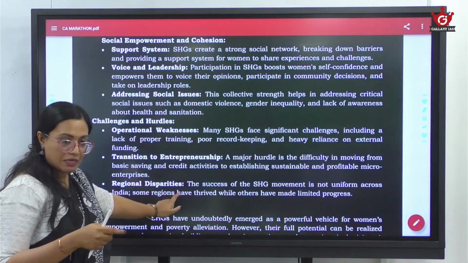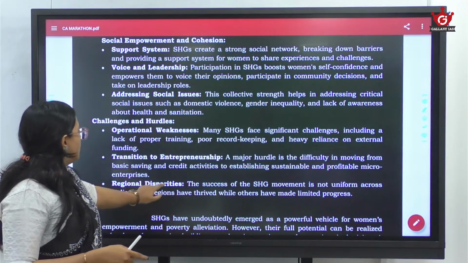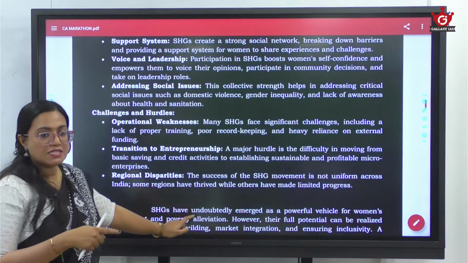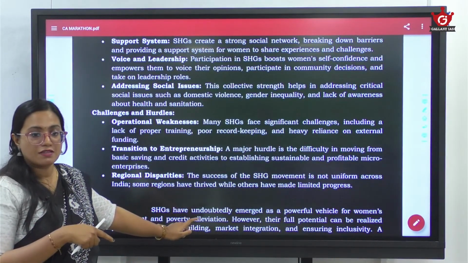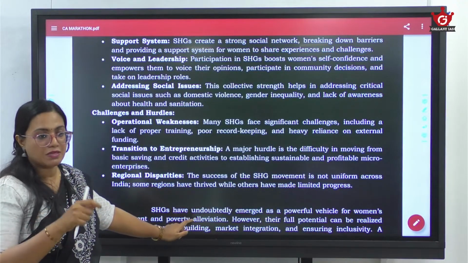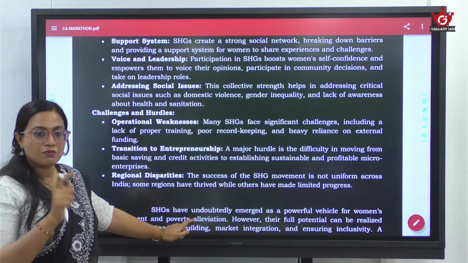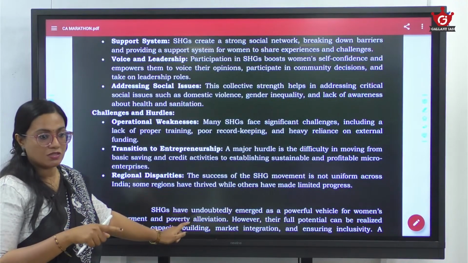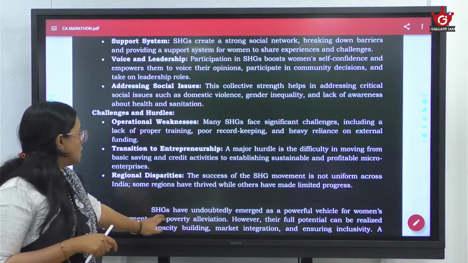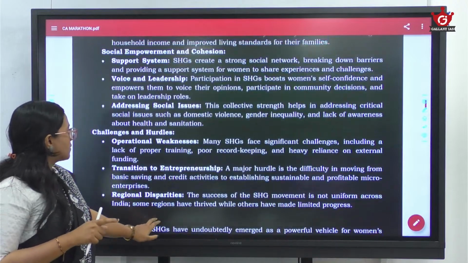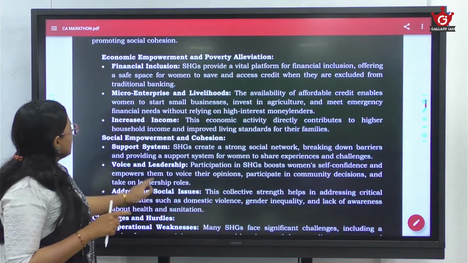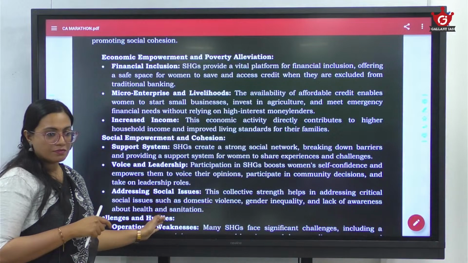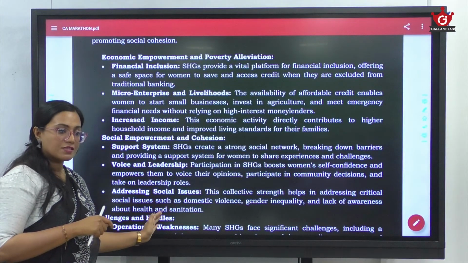Challenges and hurdles should be there. Operational ones, since it is basically asking about women's empowerment, right? It focuses on women: poverty alleviation and social cohesion of women as well. Then there will be certain challenges and hurdles associated with it, so that's why they should be mentioned. Here you should remember one thing. If you see, I do not have many points. It's just 3 or 4 points itself.